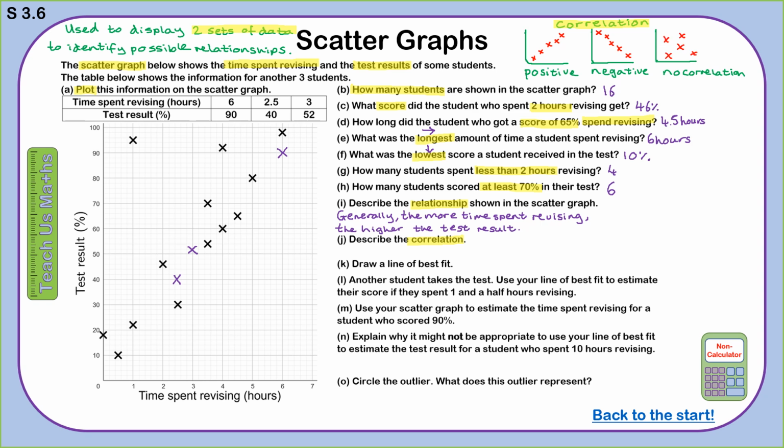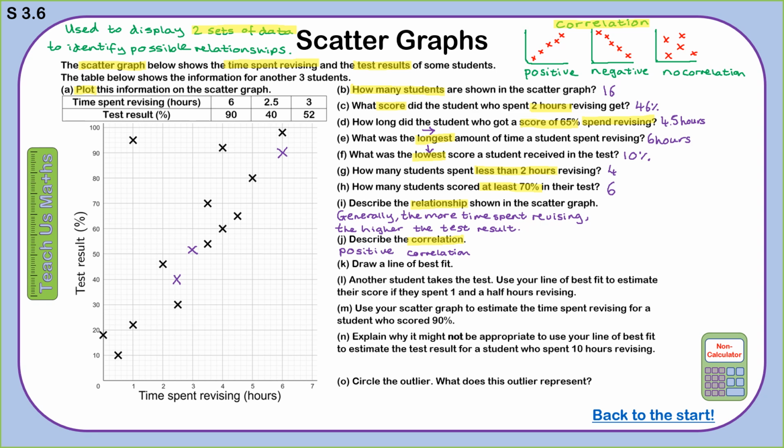In our question here, the points are generally going uphill. Therefore, the scatter graph has a positive correlation. There is a positive correlation between the time spent revising and the test result, because as one of the variables increases, so does the other.